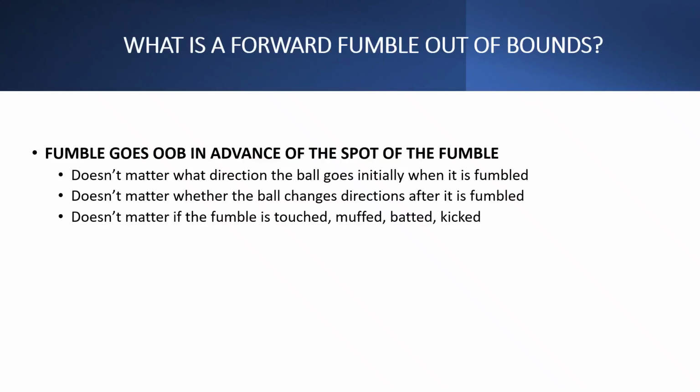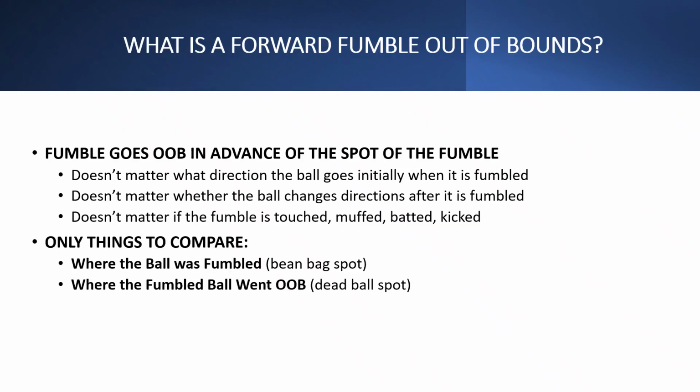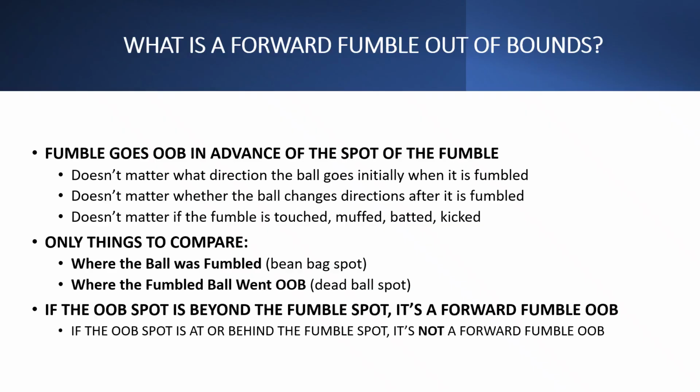It's a fumble that goes out of bounds in advance of the spot of the fumble. It doesn't matter what direction the ball goes initially when it is fumbled. It doesn't matter if the ball changes direction after it's fumbled. And it doesn't matter if the fumble gets touched, muffed, batted, or kicked in different directions. The only things to compare: where the ball was fumbled and where the fumbled ball went out of bounds. If the out of bounds spot is beyond the fumble spot, it's a forward fumble out of bounds. If the out of bounds spot is at or behind the fumble spot, it's not a forward fumble out of bounds, it's a backward fumble out of bounds.